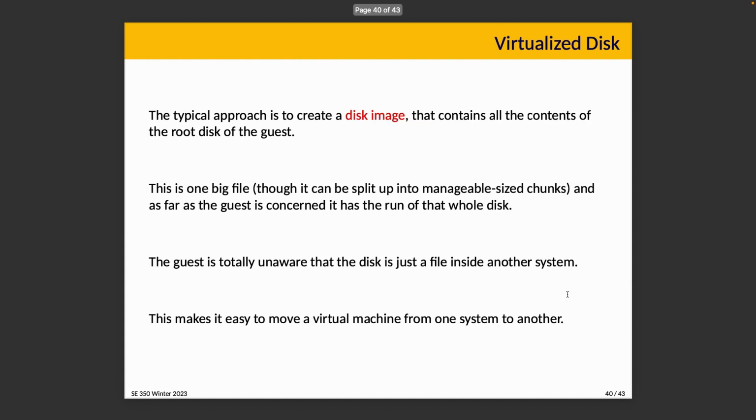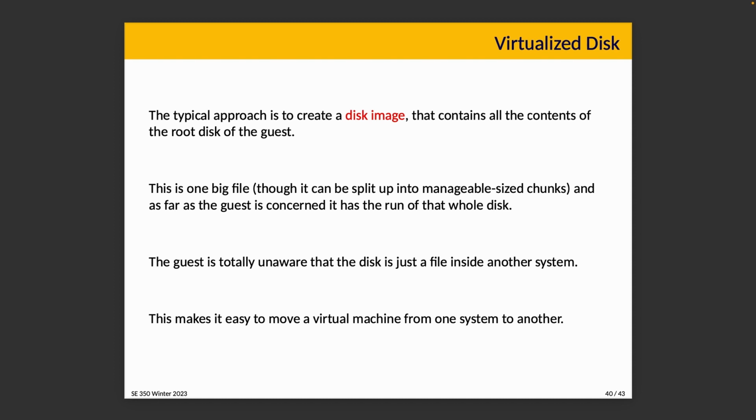And then, of course, there's disk. A typical approach is to create a disk image, and the disk image contains all the contents of the root disk of the guest. This is typically treated as one big file, although you can split it up into manageable sized chunks. And as far as the guest is concerned, it has full control over that whole disk. The guest is totally unaware that the disk is really just a file inside another system, and this does, of course, make it easy to move something from one virtual machine to another, or to another physical system if we wish.